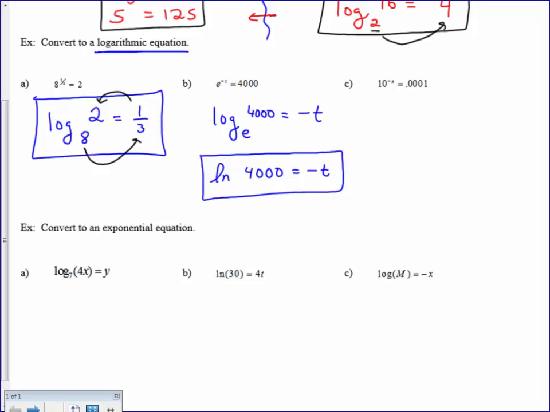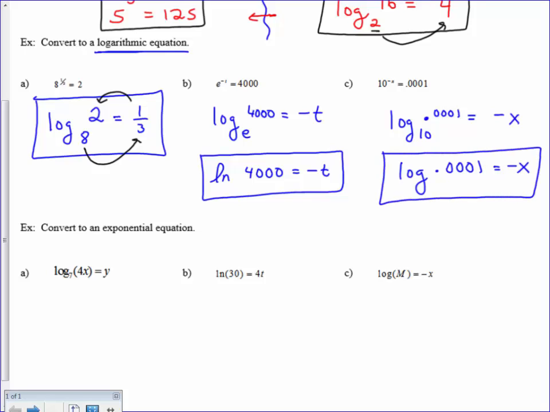Next one over, we have 10 to the negative x equals 0.0001. So this will be log base 10, because that's the base of my exponential, equals the exponent on the exponential, which is negative x, and then my result would be the argument of my log, 0.0001. Now on here, I also don't write a base if it's log base 10. So this would be just log 0.0001 equals negative x. If you have a log function and its understood base is 10, you actually don't write that.